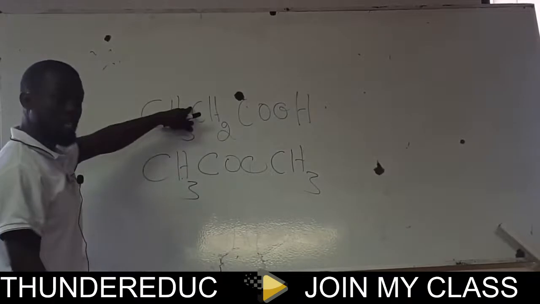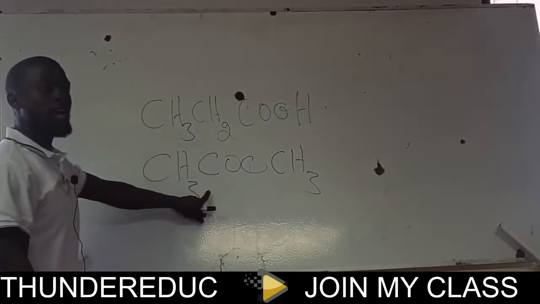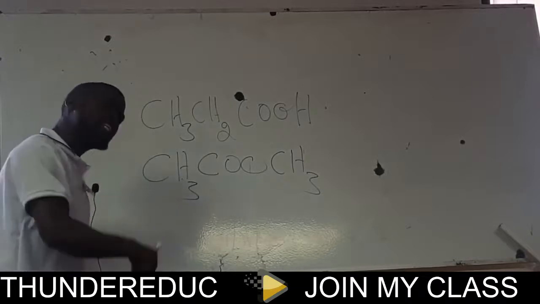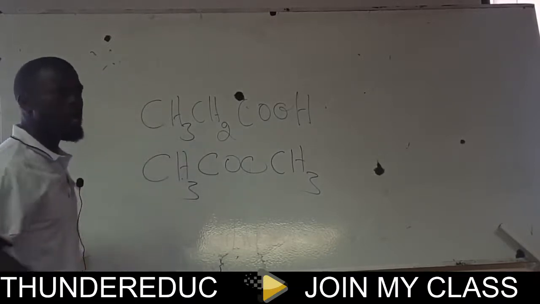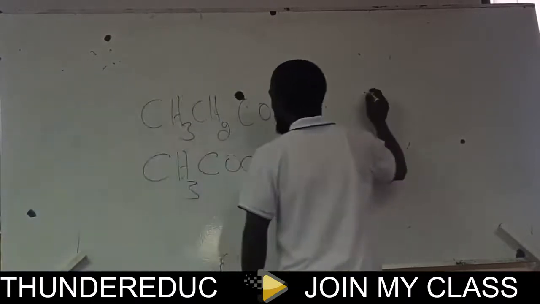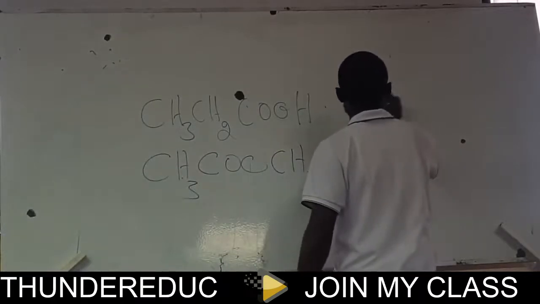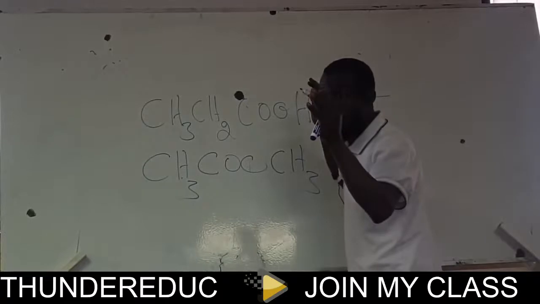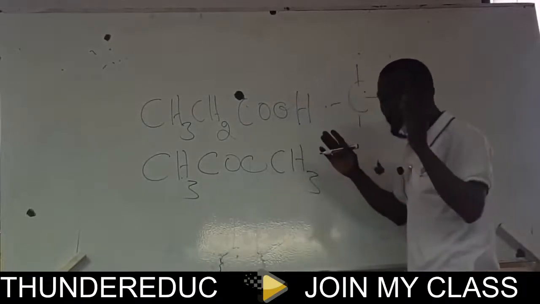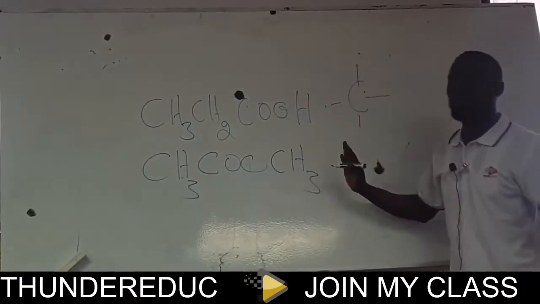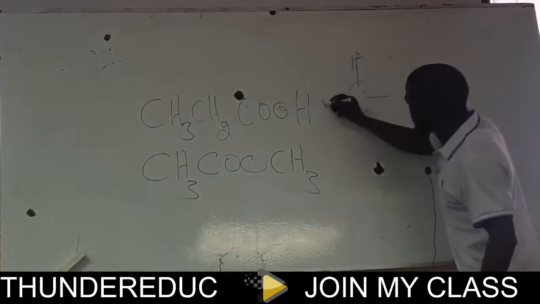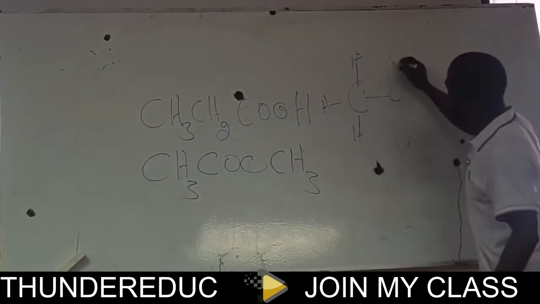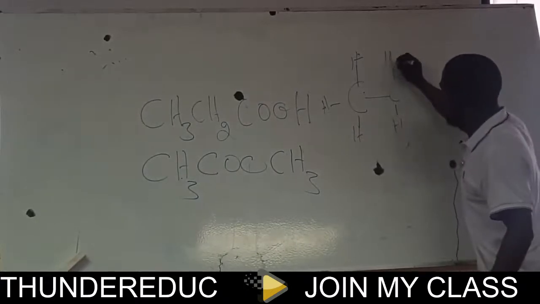This is a carboxylic acid. This is an ester. But are you sure that the number of bonds are fitting on these structures? Let's see it. CH3, remember each carbon is supposed to have how many bonds? Four. If you exceed four or less than four, zero. CH3, this is three, ne? This is two, ne?